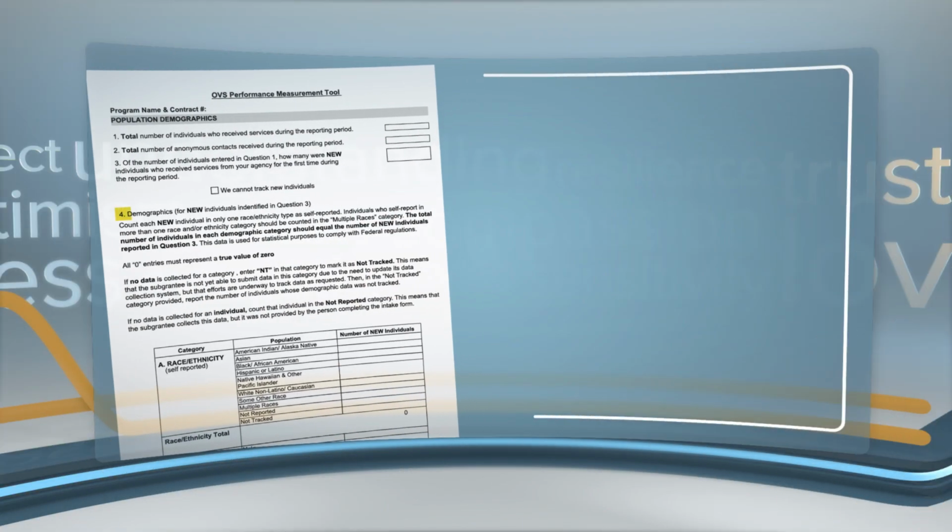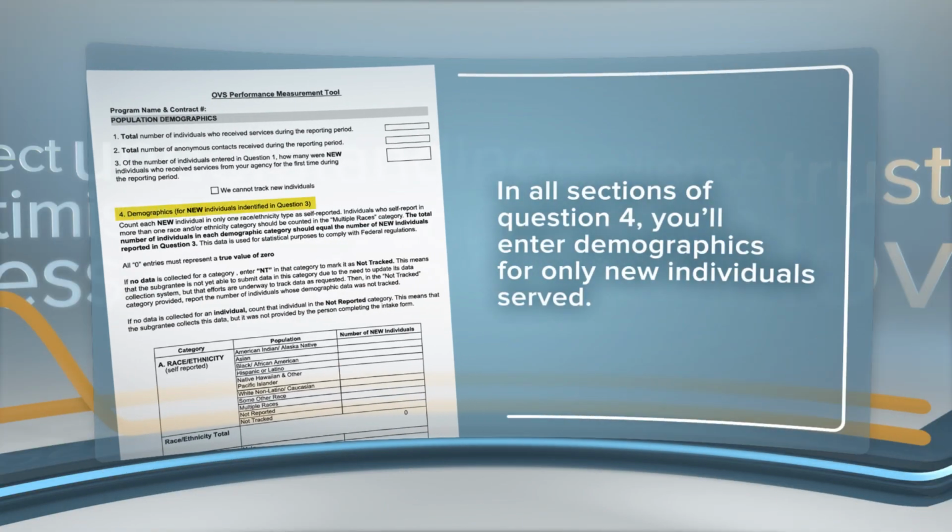The next questions will be specific demographic information, which should always reflect information self-reported by individuals. It should only be counted if services were delivered by a staff member funded by OVS or by match. In all sections of question number 4, you'll enter demographics for only new individuals served.